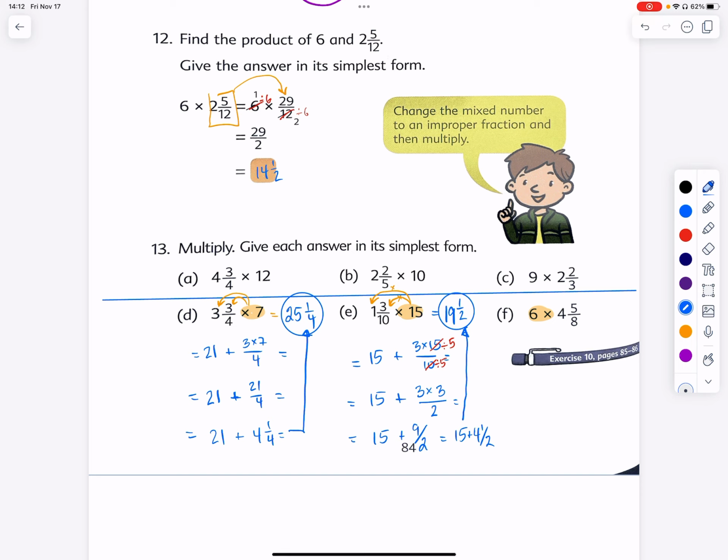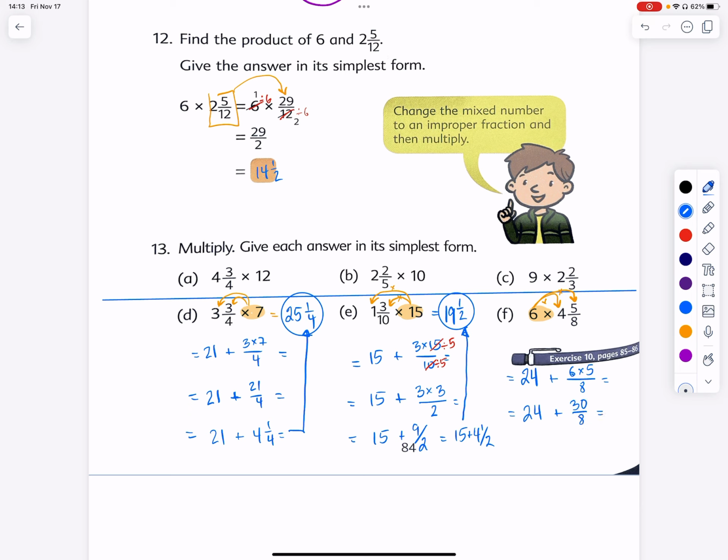Finally, example F. Again, I encourage you to use the distributive property because I believe it gives you simpler math. First, multiply 6 times the whole part, which is 4, and then times 5/8. So let's go for it. 6 times 4 equals 24, plus 6 times 5 over 8. Well, 6 times 5 doesn't look such a bad number. 30 over 8.